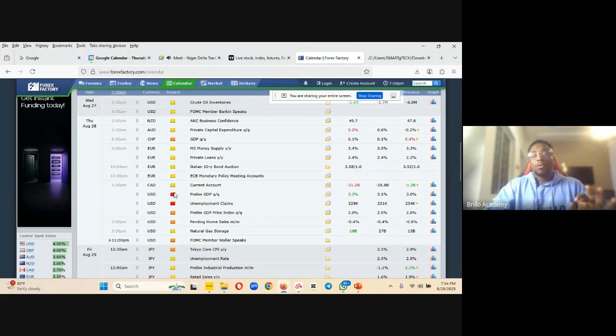Now, with this, you can understand which news you are to look out for. Personally, you have to look out for the news with the red folder. So today, the only important news I'll be looking out for is the USD.